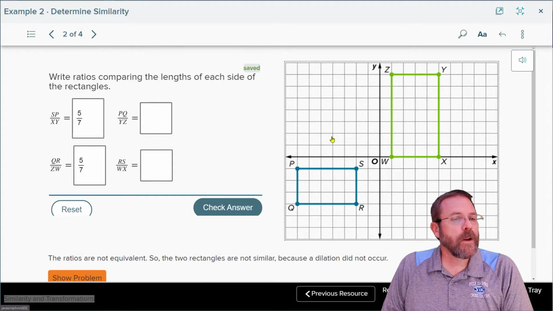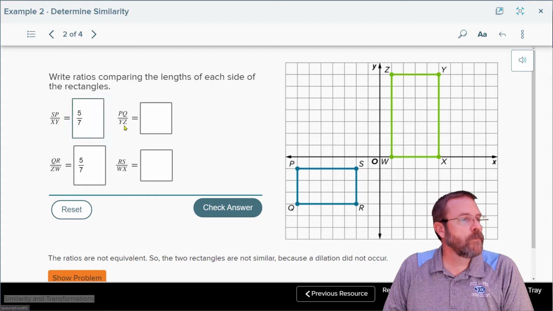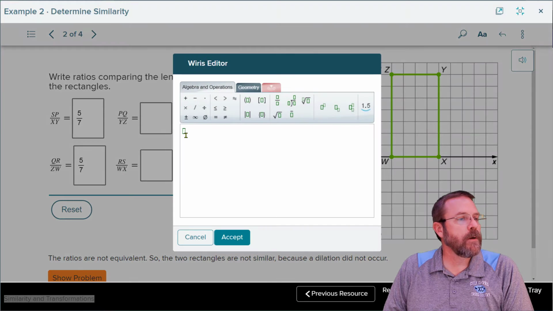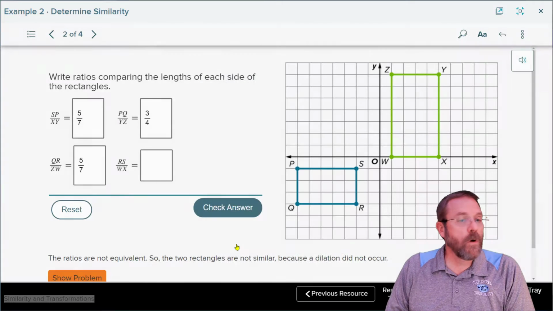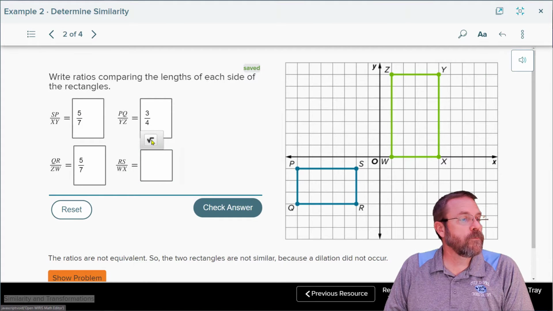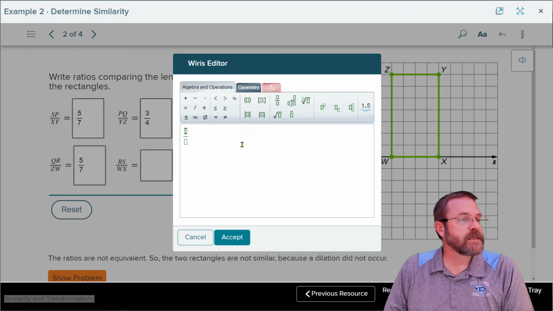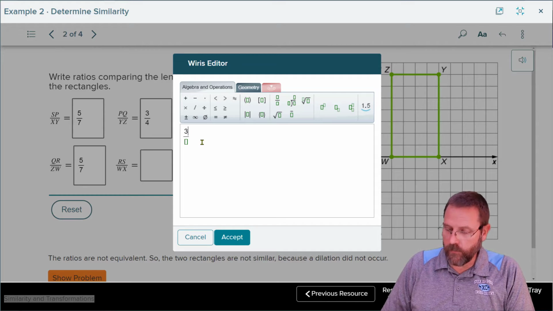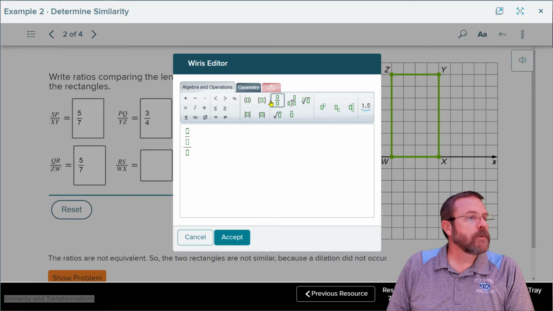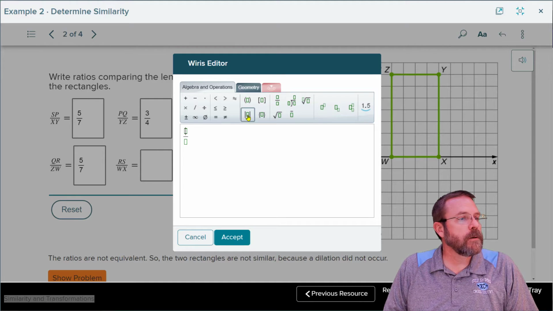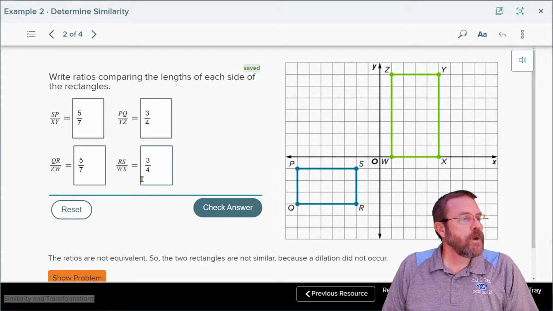And then we need to compare PO and YZ. That's going to be a 3 to 1, 2, 3, 4. So right here we're going to compare, and we've got a 3/4, which would also be the same ratio for the comparison between RS and WX. Need to make a fraction here. Going to be, oh, that's not right. Let's fix all that. 3/4 there. Except, and what do you notice?